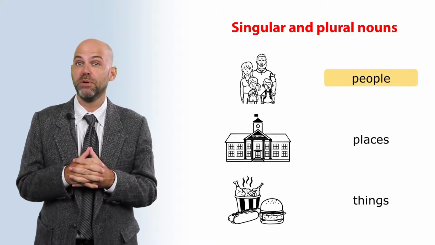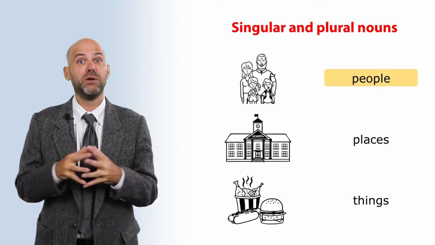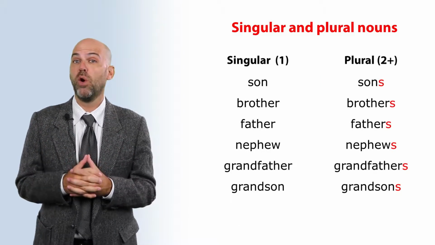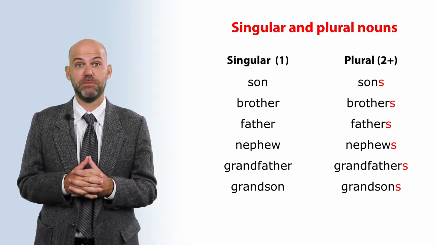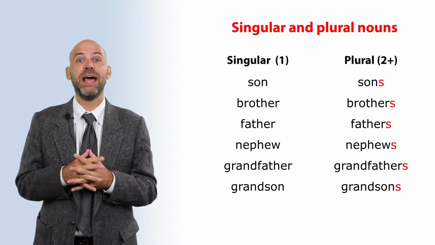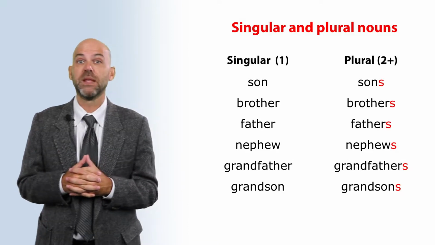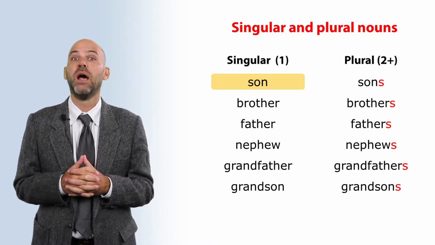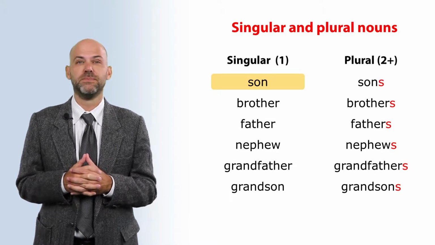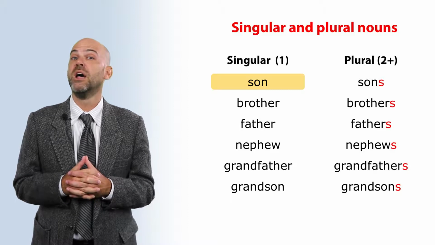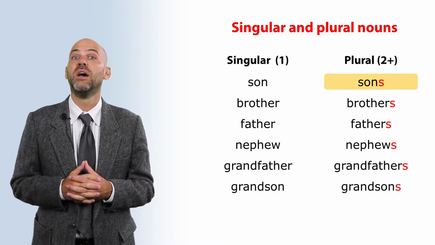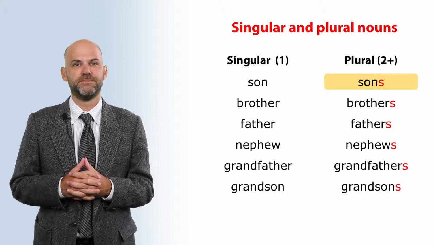Let's use people to show some singular and plural nouns. First, let's go over male family members. Repeat after me. Son, son, sons, sons.